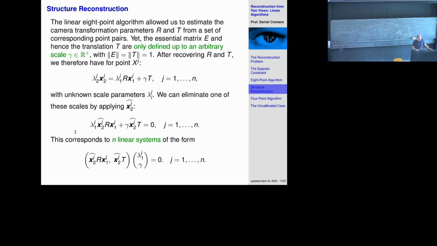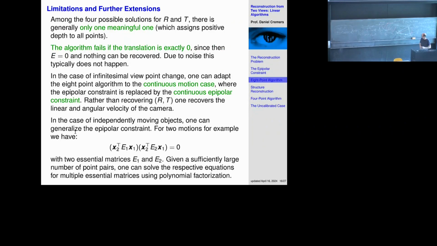The next part is then about how to reconstruct the structure. So now we estimated with the 8-point algorithm the camera motion. The next step, once you have the camera motion, is to do this triangulation to estimate these depth values. I think there is not going to be enough time today to go into it, so we'll do that next time.